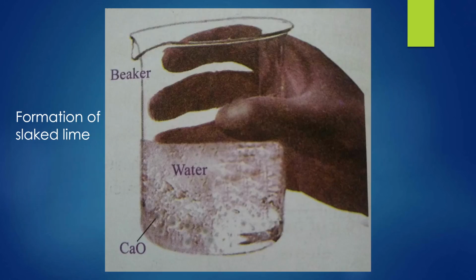You can just look here, take a beaker, take some amount of calcium oxide, add water to it. This reacts, that is calcium oxide reacts with water to give calcium hydroxide. When we are holding the beaker in our palm, we feel the warmth in it, which shows that a large amount of heat is being released.